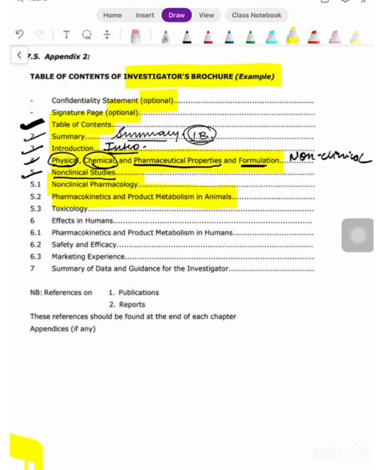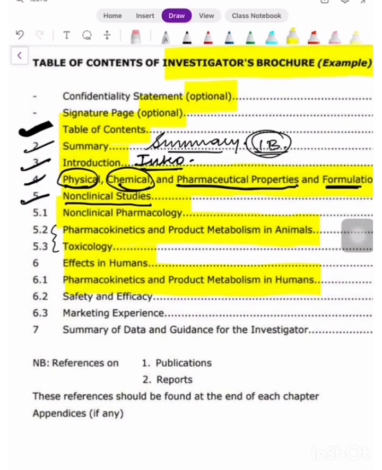And then toxicology. After pharmacokinetics and product metabolism in animals, the preclinical trials you would have studied, comes toxicology. Then what are the effects in humans? Pharmacokinetics and product metabolism in humans. Next is safety, efficacy, and marketing experience, then summary of data and guidance for the investigator.